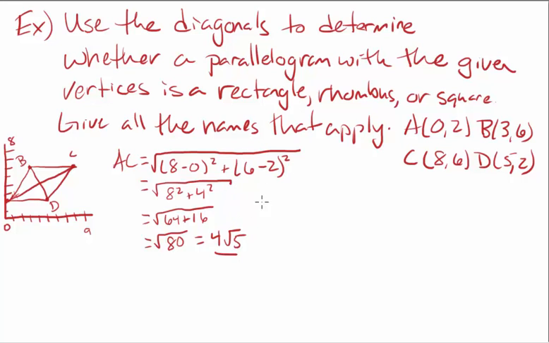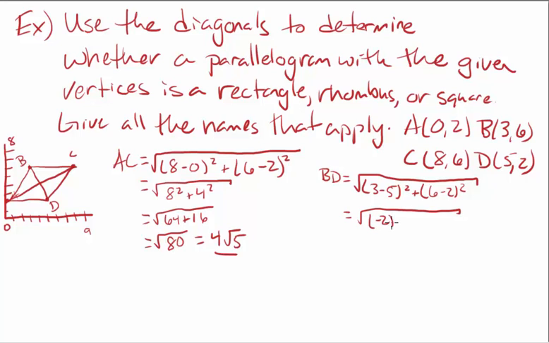Now let's find the diagonal length of BD. In a similar way, BD equals the square root of (3 minus 5) squared plus (6 minus 2) squared. That equals the square root of negative 2 squared plus 4 squared. Negative 2 times negative 2 is 4, plus 16, which equals the square root of 20. And that equals 2 square root of 5.